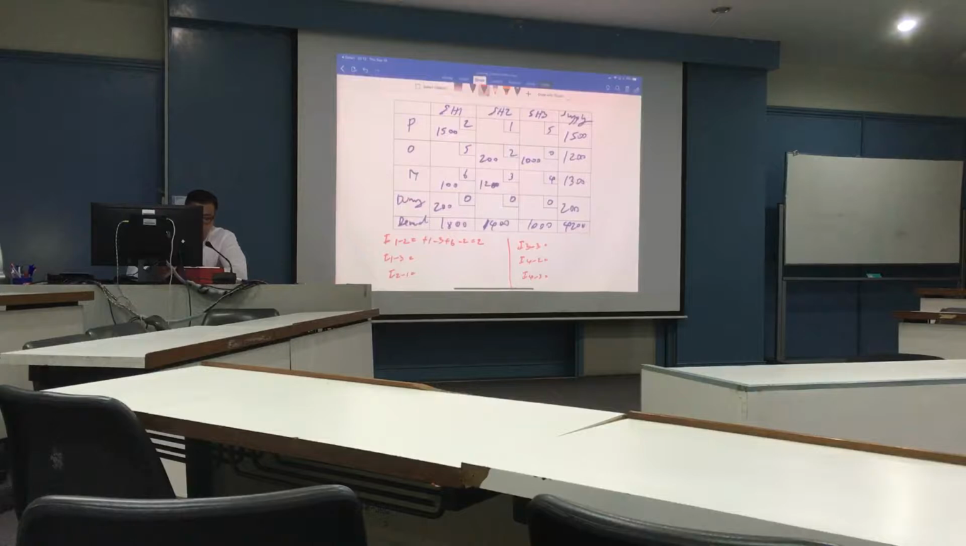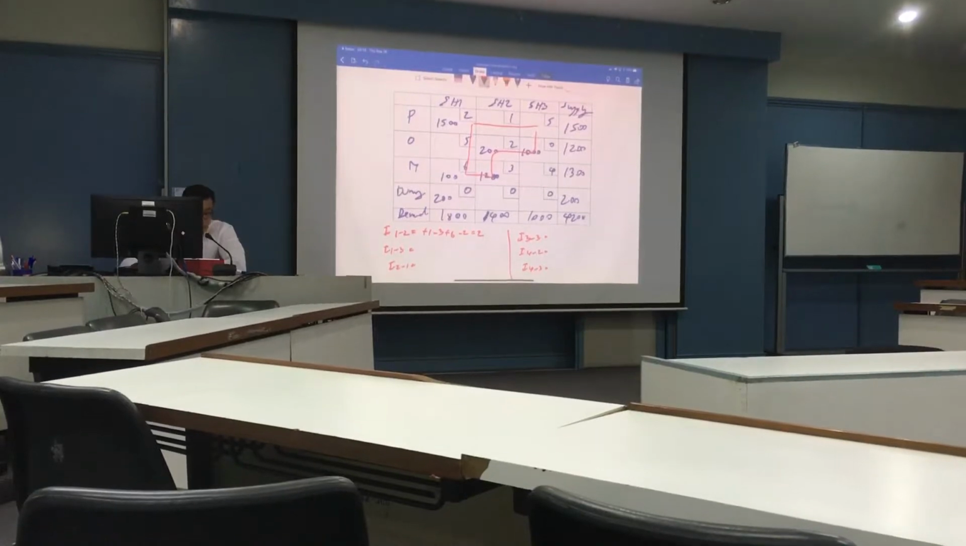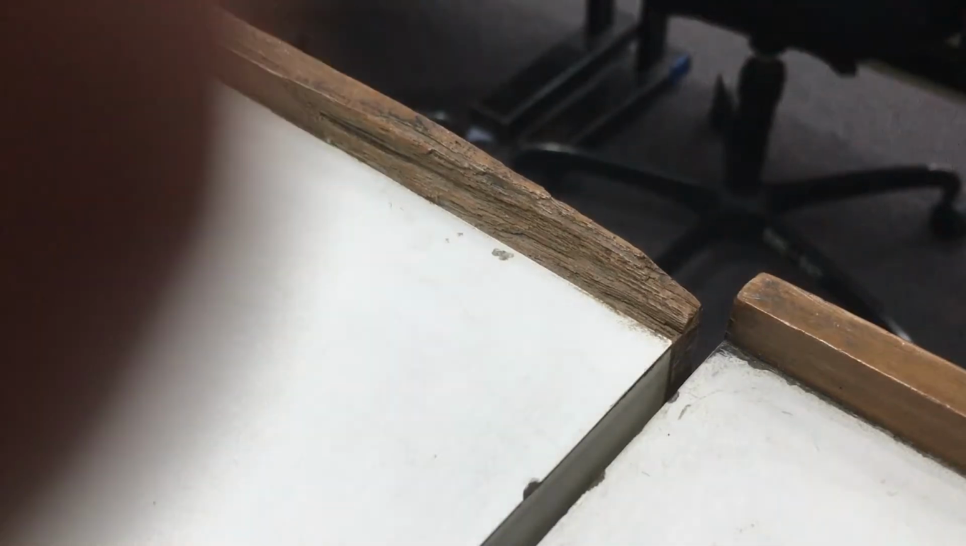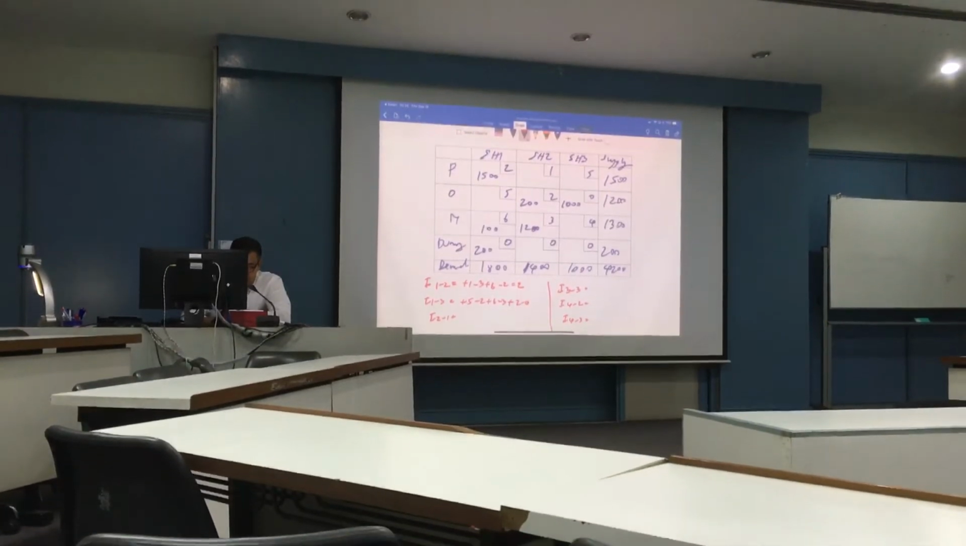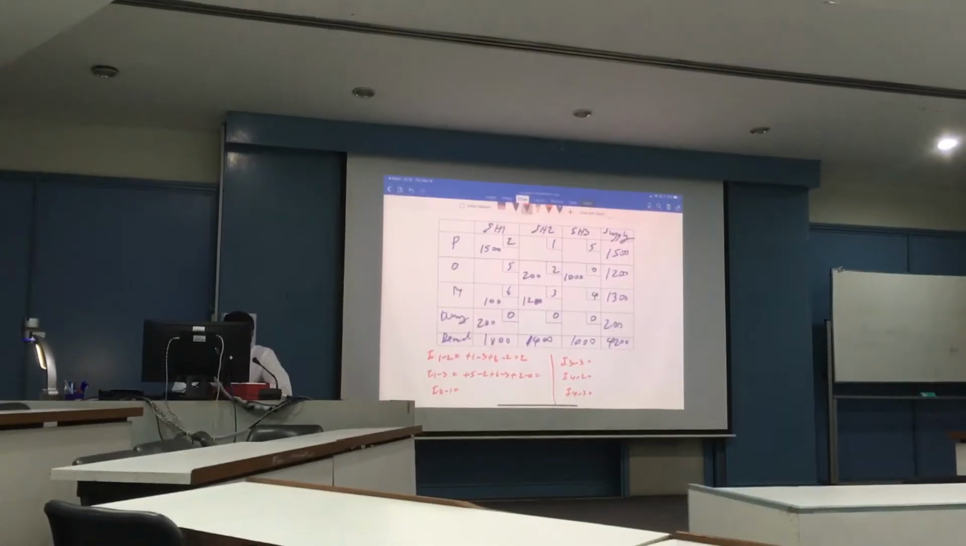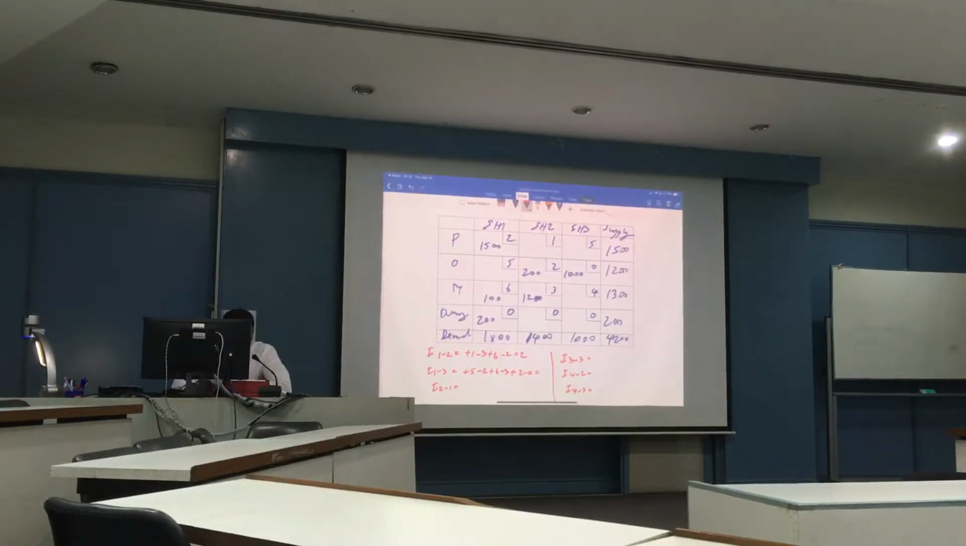Cell 1,3: you're going to have plus 5, minus 2, plus 6, minus 3, plus 2, minus 0. So you're going to have 8. Cell 2,1: plus 5, minus 2, plus 3, minus 6. So you have 0.